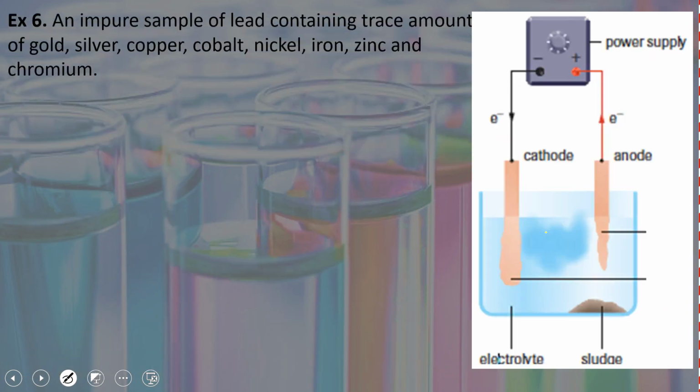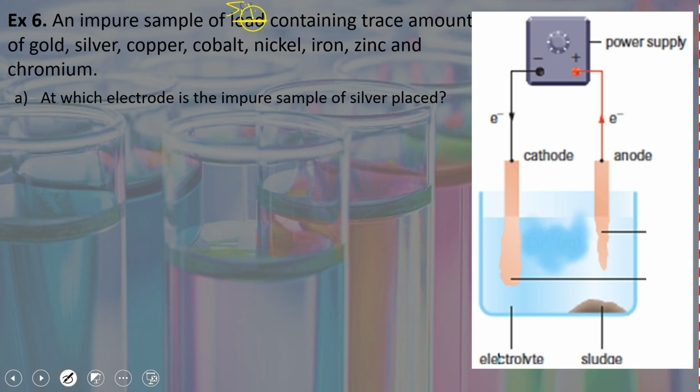Okay, so here is a question. An impure sample of lead containing trace amounts of gold, silver, copper, cobalt, nickel, iron, zinc, and chromium. The first one says, at which electrode should the impure sample of silver be placed? It says lead, but this should say silver, sorry. So do I want that impure piece of silver to lose electrons, or gain electrons? Lose electrons. So I'm going to place that large impure silver ore at the anode.